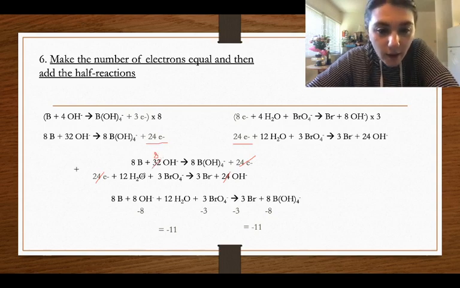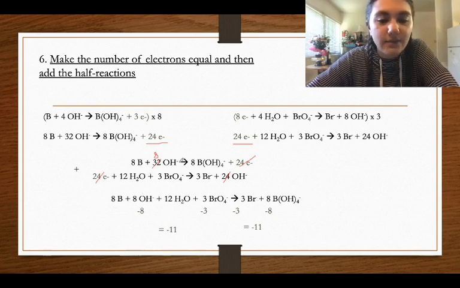I look at the number of waters. Okay, I have 12 waters on this side and no waters on this side. Okay, that's fine. 8 bromides. Again, everything else seems to be in order. So then I'm going to take all my reactants, write them down here, all my products, write them down here, and then double check my charge.